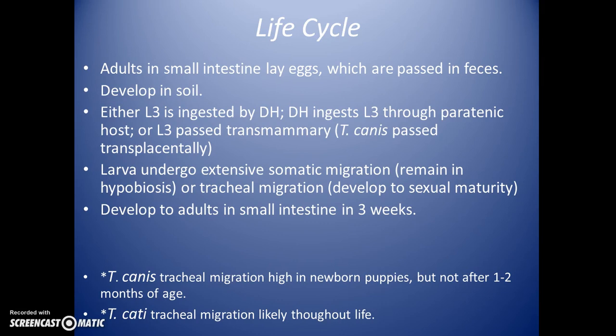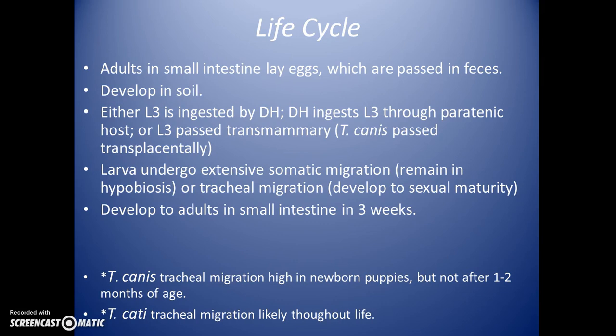So the L3 is ingested by the definitive host, or the definitive host ingests the L3 through that paratenic host, like the rodent, or the L3 can also be passed transmammary in puppies to puppies or kittens through the mother. Now, Toxocara canis, they have found, can also be passed transplacentally, meaning that larva 3 stage can pass across the placenta into a puppy fetus still inside its mother.